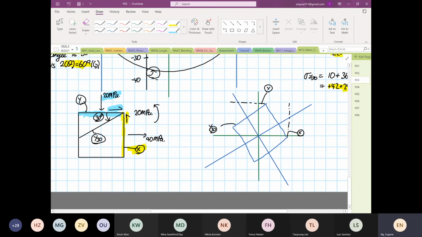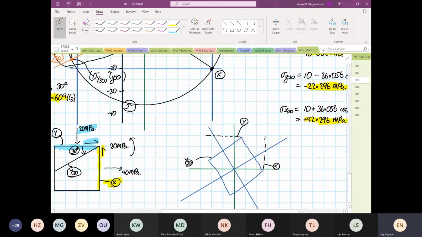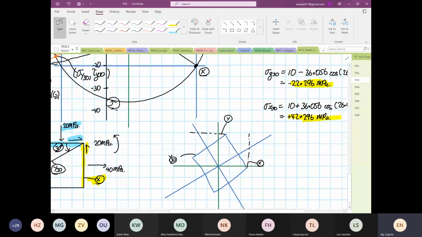Our y30. We calculated the normal stresses, which are always the easy ones. If you look at the values, the y30 will have a compression of minus 22.296 megapascal. And then the x30 will be in tension, and it will be 42.296.